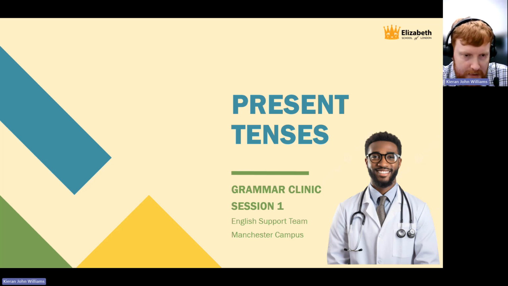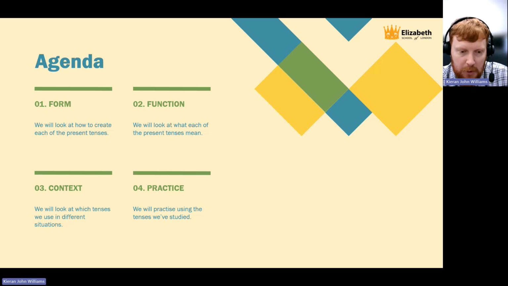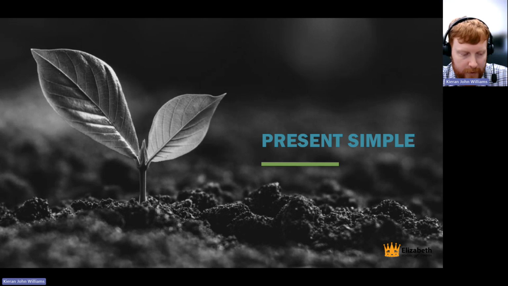Okay, so let's have a look at what we have on the agenda for today, and then we'll get on to the learning itself. So for each of the present tenses, we're going to be having a look at its form, so how we make them, how we create them, kind of the formula for it. We're going to have a look at their functions, so what kind of function they have or when we use them. Then we'll have a look at the context in which we use them. Okay, what kind of situations? And then lastly, we will be doing some little activities where we will practice using them.